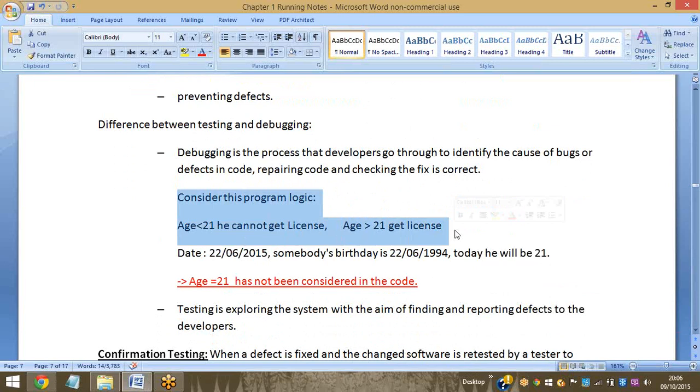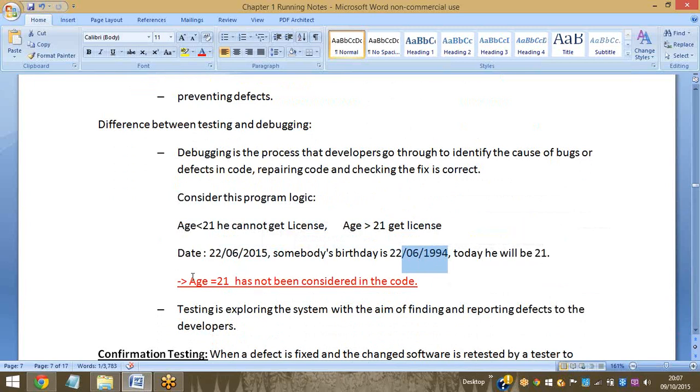So if the age is less than 21, he will not get a license. If the age is greater than 21, they continue with the application process for the license. But what happens if a tester is really intelligent and says, today is 22nd of June 2015, and his birthday was 22nd of June 1994, which means his age is equal to 21 today.